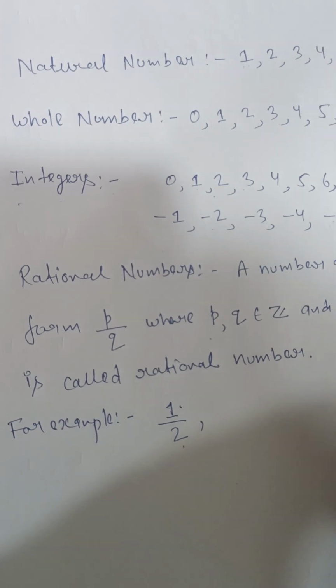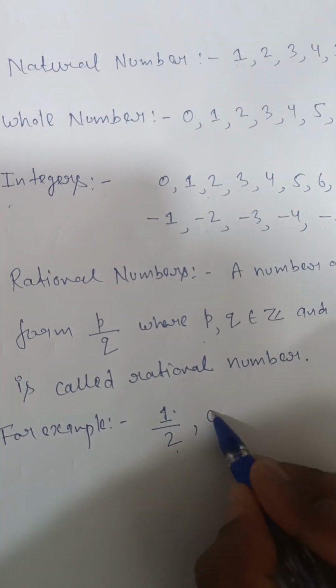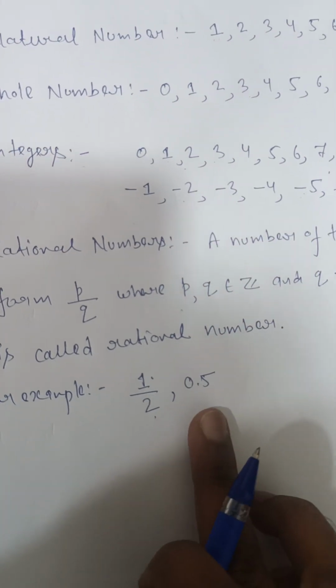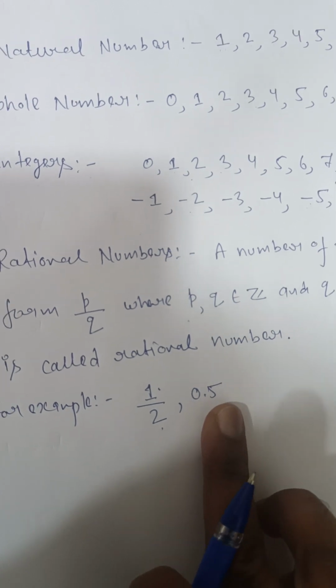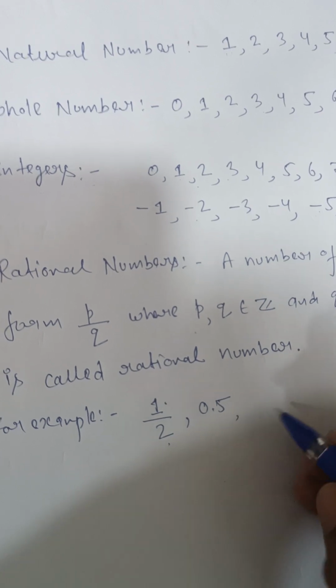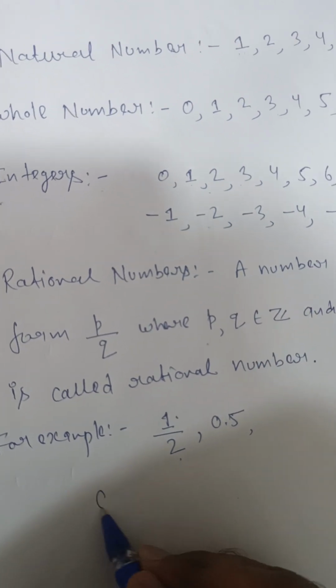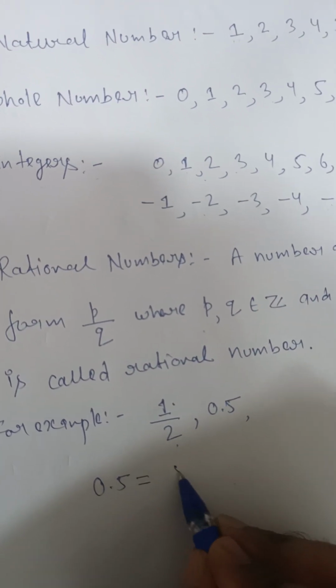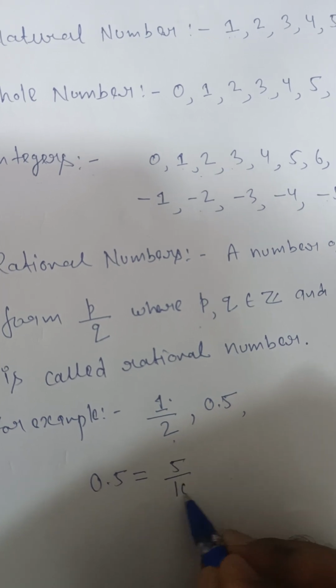Now another example, you can say 0.5. So why is 0.5 a rational number? Because this 0.5 can be written as 5 divided by 10.